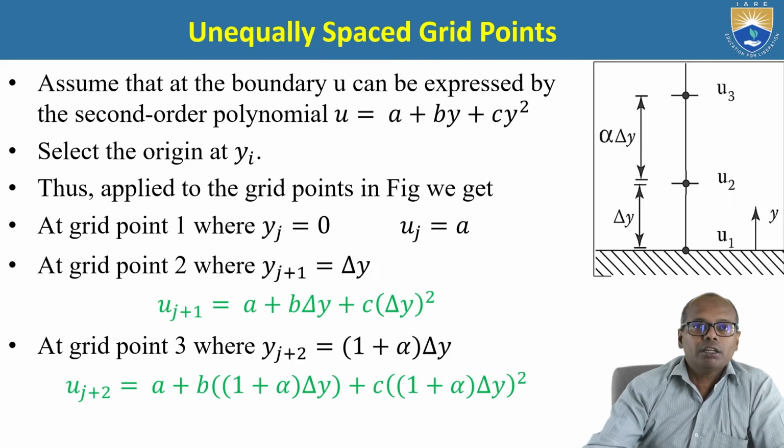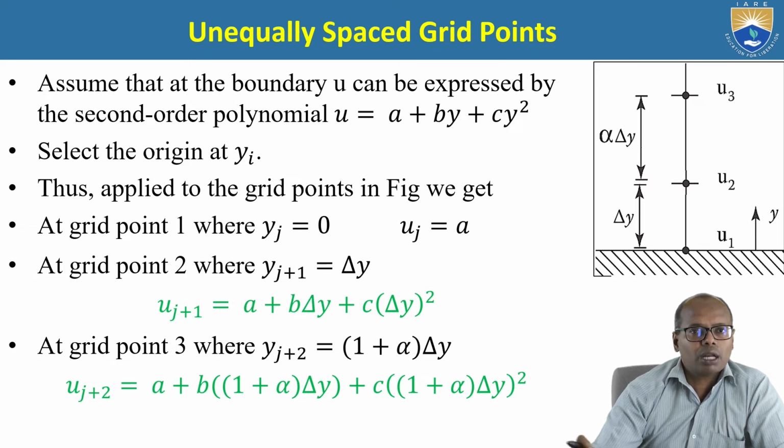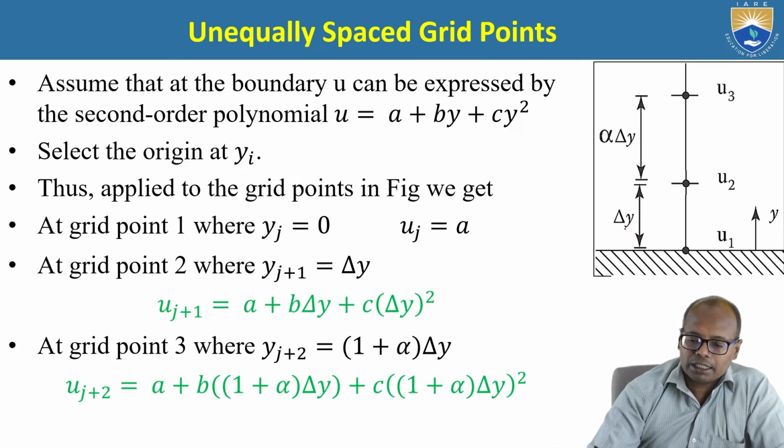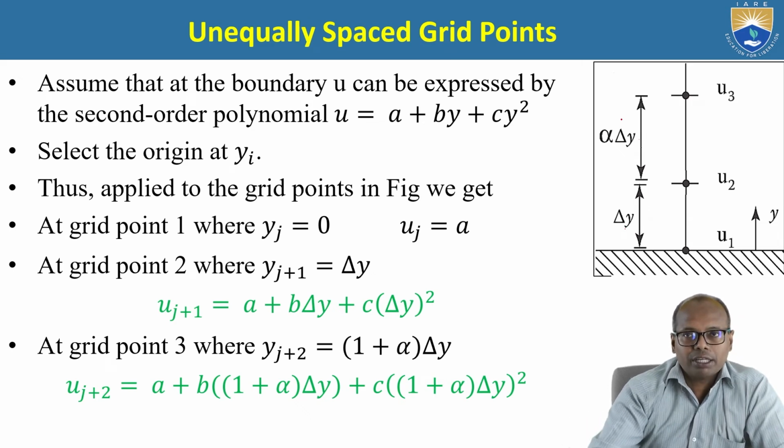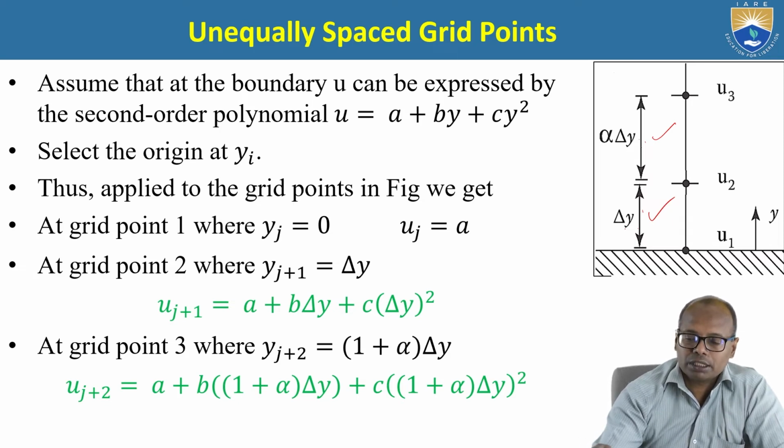Now if I want to find the value for a non-uniform or unequally spaced grid, here it is delta y, here it is alpha into delta y, and the next one will be 2 alpha into delta y or alpha square into delta y. Like that it will change. In this kind of scenario, if the distances between the two nodes are not equal, then how do we find the finite difference approximation?